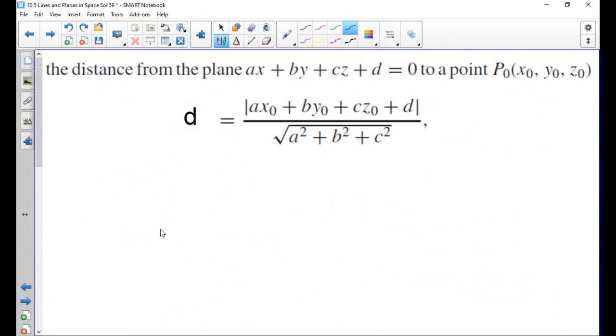Now, you may remember we talked about the distance from a point to a line. You remember that rule? It's an important rule. You should always memorize it. The distance from a point to a line, there is a rule. Do you remember the rule?